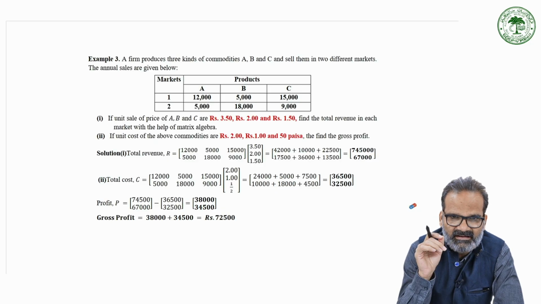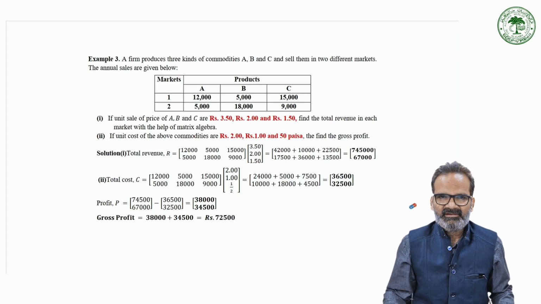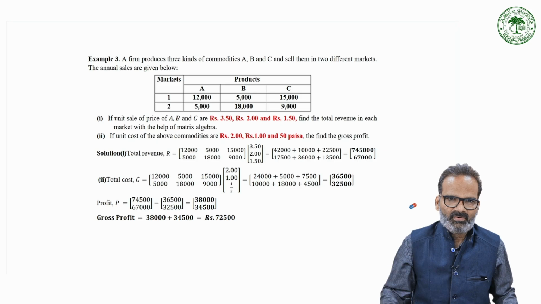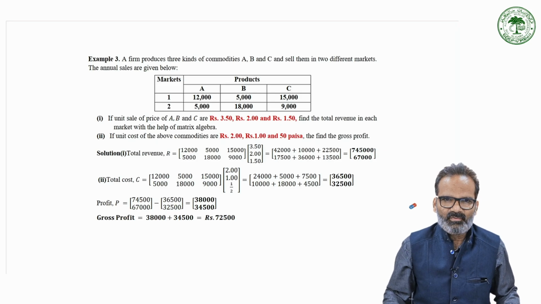Actually, this is a word problem, and I solved this word problem because you should understand the basic applications of matrices, how matrices are being used in various practical aspects. So this problem runs like this: a firm produces 3 kinds of commodities A, B and C and sells them in 2 different markets. The annual sales are given below.